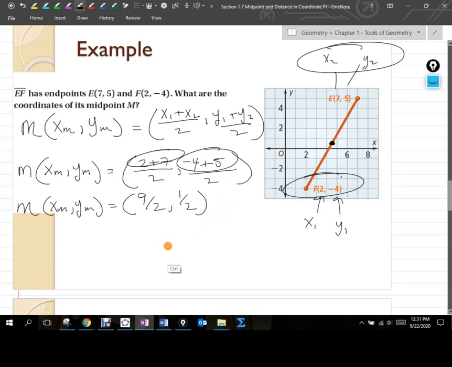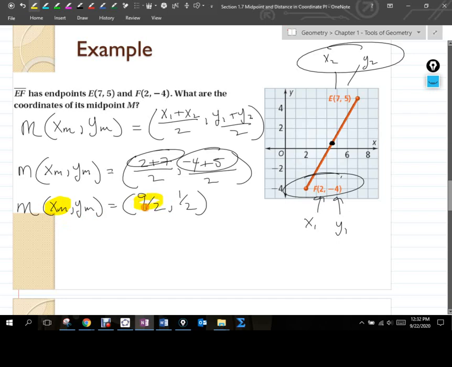So it doesn't matter. Slope's the same way. It doesn't matter if I go from slope from F to E or E to F. The slope of that line is still going to be the same. Questions on that?